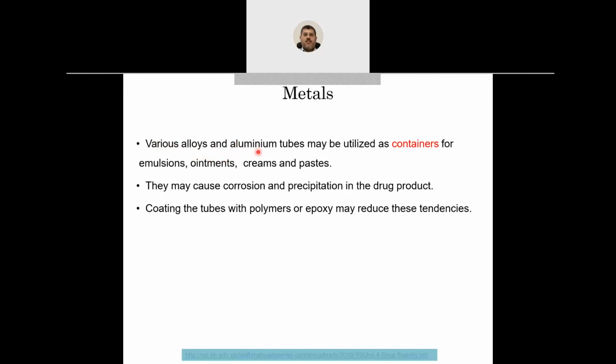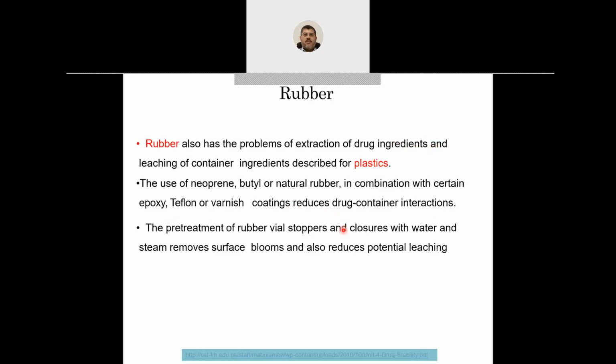Metals, as we know, some canisters made from alloys and aluminium tubes may be utilized as containers for creams, for example, or ointments or pastes, emulsions, and for aerosols, for example, canisters for sprays. They may have some corrosion that may cause precipitation of the drug product. So sometimes we use lamination, in many conditions, to isolate the metal from the formulation so that it will not interact. They are isolated by inert material. The metal will be laminated, coated with polymer, plastic polymer or epoxy. This may reduce the interaction because these polymers or epoxy are inert materials that will not interact with the formulation. So it is metal from the outside, and from the inside, the surface that will come into contact with the cream or ointment is laminated with a layer of plastic polymer.